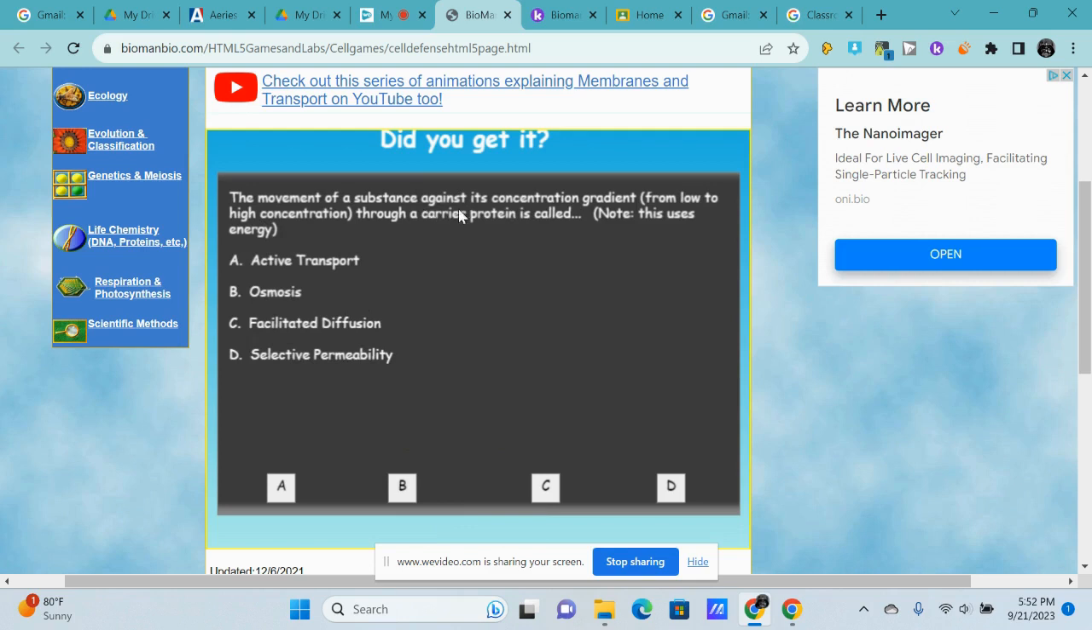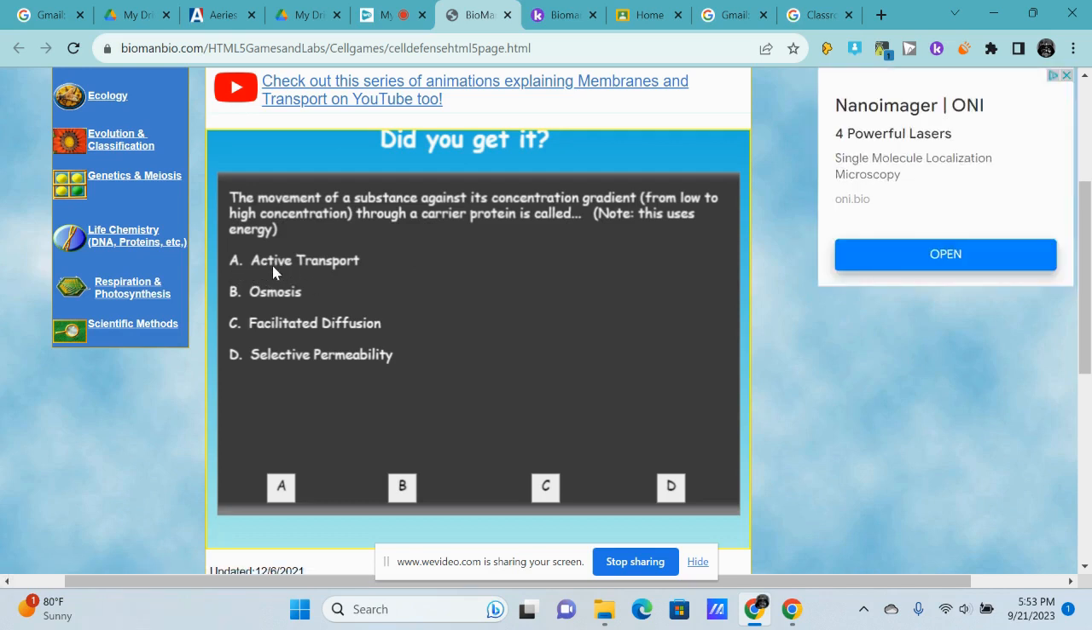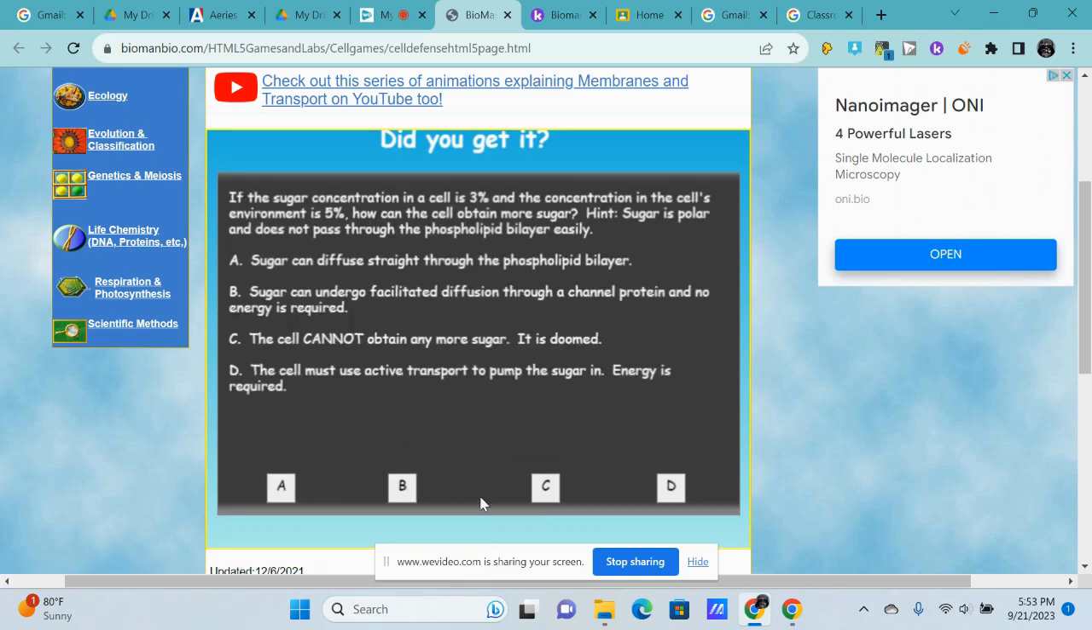The movement of a substance against its concentration gradient, this time from low to high concentration through a carrier protein. Now this time you have to move them where they don't want to go. So you have to force them to go. Since you have to force them, you have to use energy. Guess what? Whenever you use energy, you're active. So right now, if you're watching and you're typing or writing or whatever, you're being active. You're using energy. So that's active transport because you're using energy.